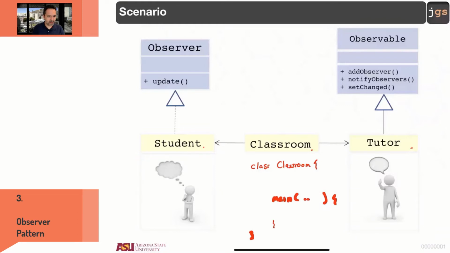Can you agree with me that we need to create an object student and an object tutor, or maybe several students and several tutors in some place? If I create here in the main students and tutor, one or more, they are local variables, right? If they are local variables, what is the relationship between the Classroom class and the Student and Tutor classes?